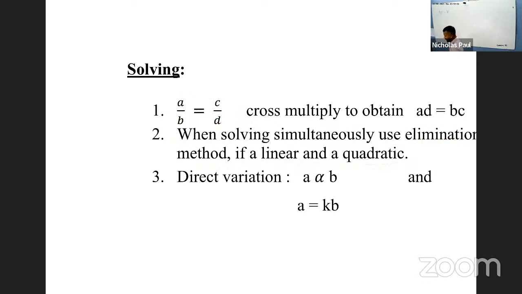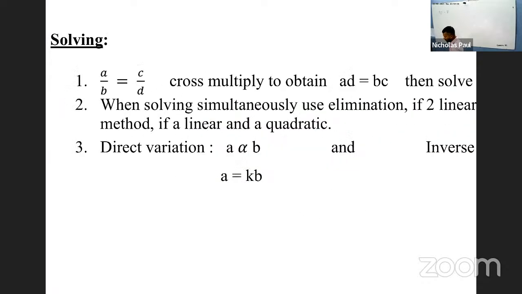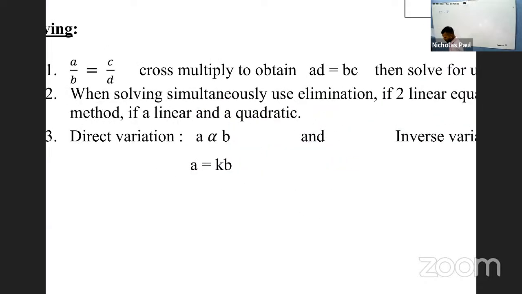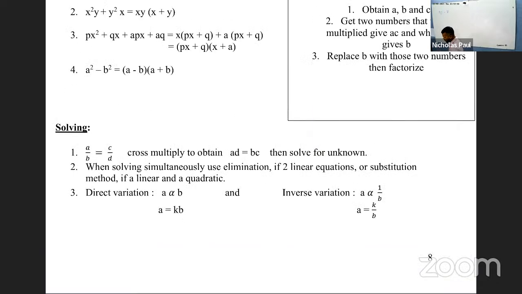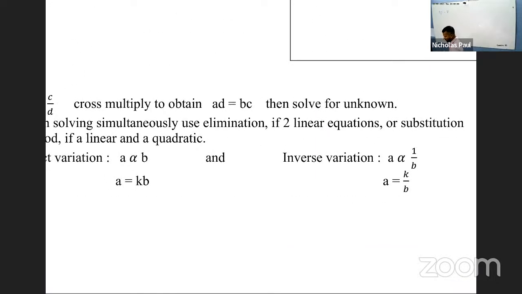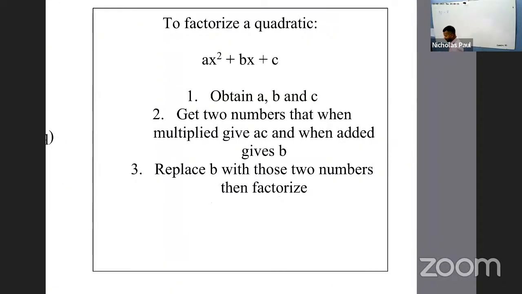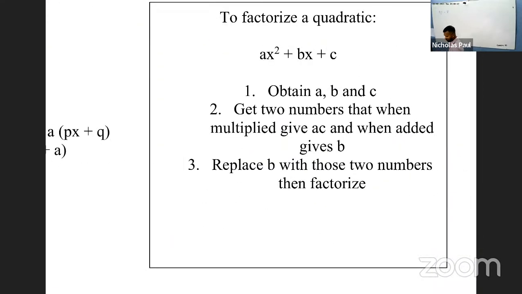All right? Here's an example of direct variation. You have direct and inverse. You have two types of variation. Directly proportional, you write it like that. Inversely proportional, you write it like this. So you have to look out for whether it's direct or inverse.